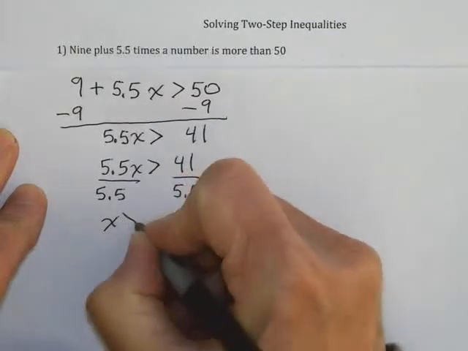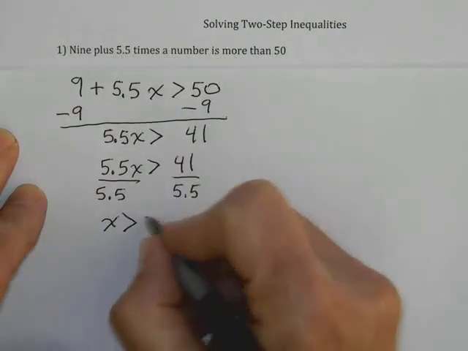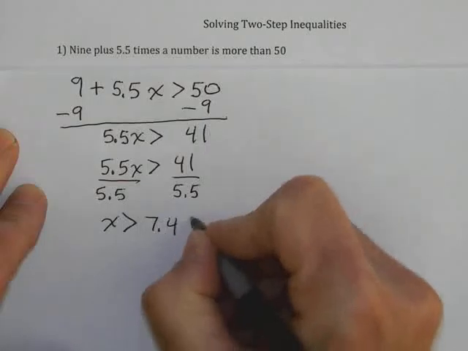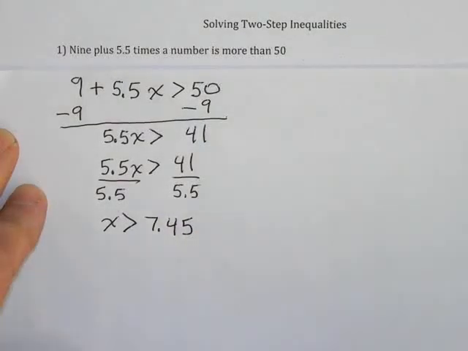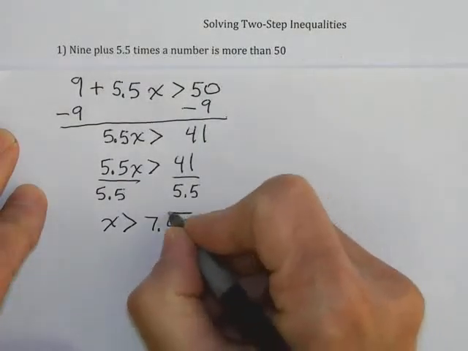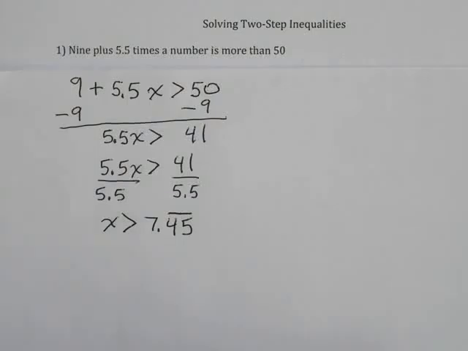And x is going to be greater than, if you do this on a calculator, you'll get this repeating decimal of 7.45. I'm going to put a bar to indicate that. That's what that bar is for, that those repeat. And that is an example of a two-step inequality. Our solution would be x is greater than 7.45. If you wanted to prove this, it would just be easiest to use the first whole number larger than 7.45, which would be 8.